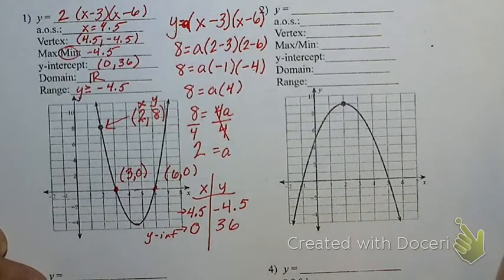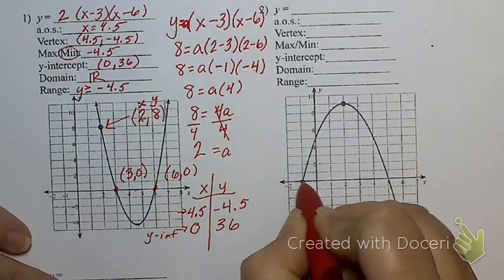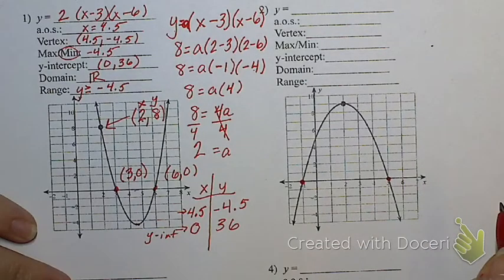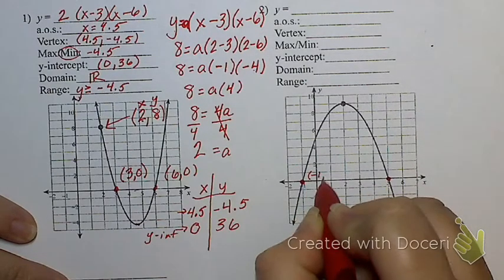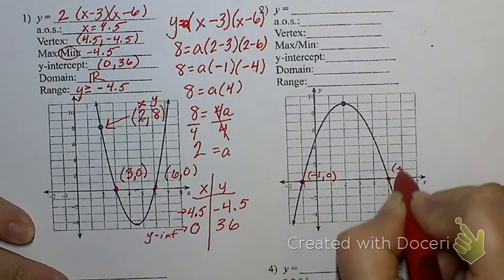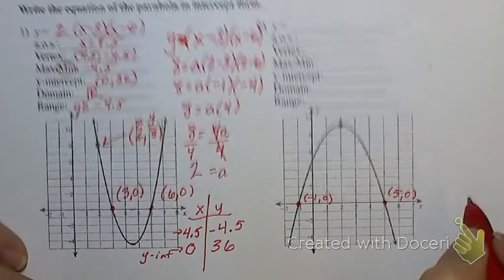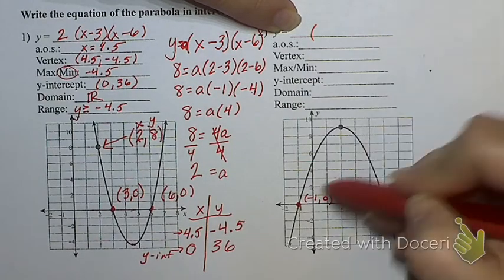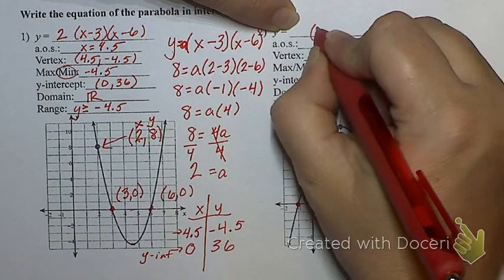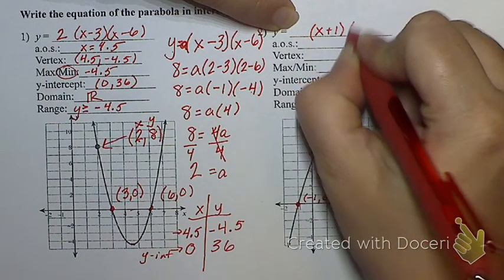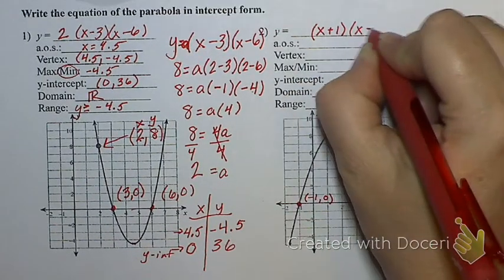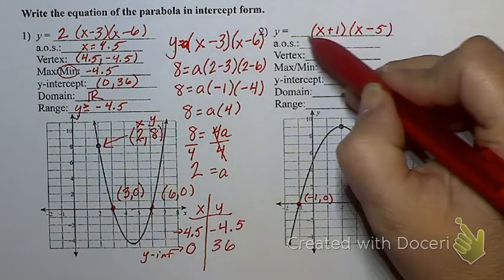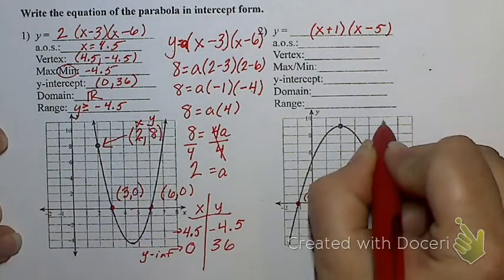So, what are my intercepts? It looks like negative 1 and 5. So, negative 1, 0, and 5, 0. So I know my equation is going to be y equals a, whatever a is, and then negative 1 would look like x plus 1, and positive 5 would look like x minus 5. How do I find that a value? I use the other point.